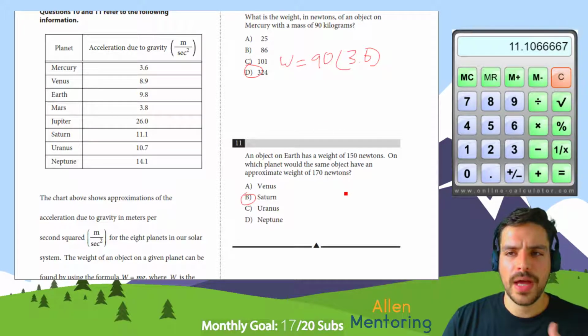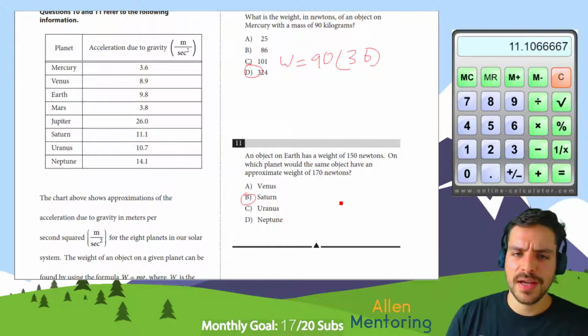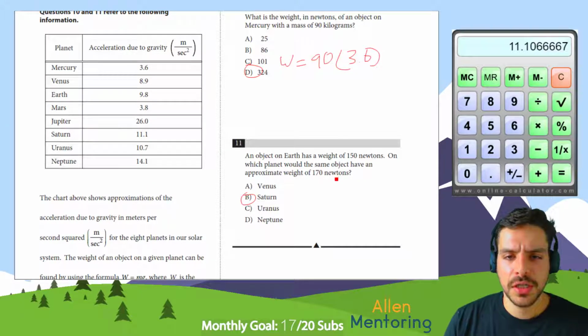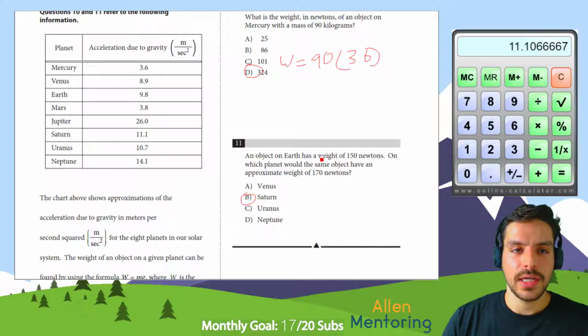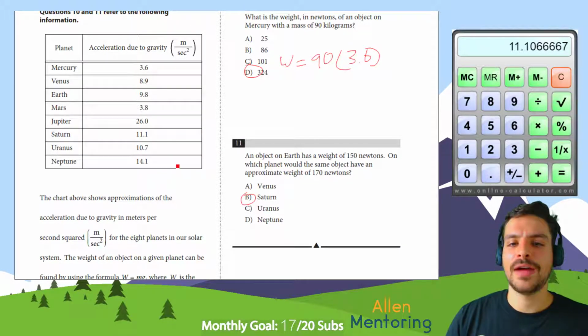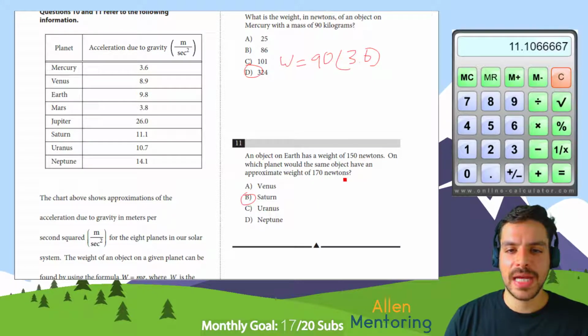Okay, and I hope that was a little bit clear. Maybe I went too fast on this number 11, but just understand that since the mass of the object doesn't change, the only thing that would contribute to it being more newtons is a higher acceleration due to gravity. Okay, and so the ratio should be the same between 170 and 150, and 11.1 and 9.8.